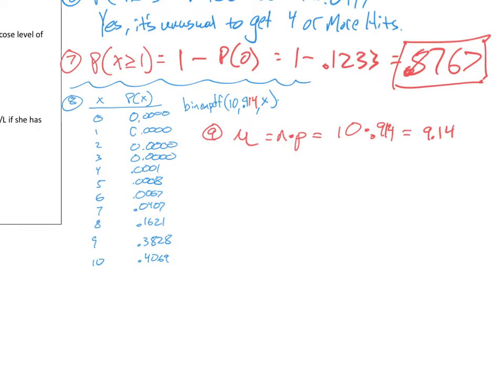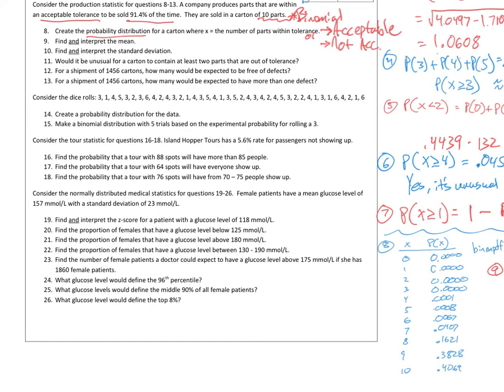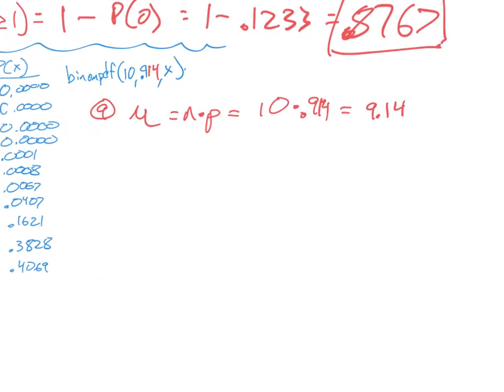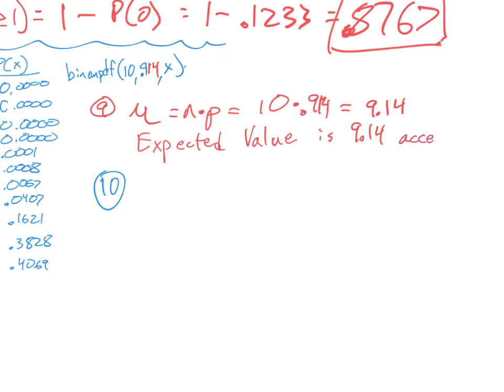And so that's the expected value. The most common or most expected value would be 9. It just says find and interpret the mean. So the expected value is 9.14, in the long run. Expected value means in the long run, you get 9 most often. Next we have the standard deviation. Actually, before we do that, let me say the expected value is 9.14 acceptable parts, or parts within the tolerance.